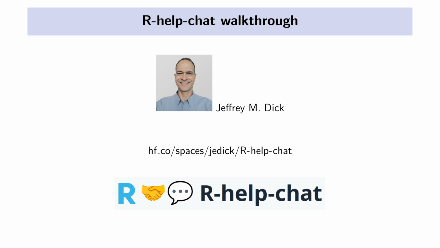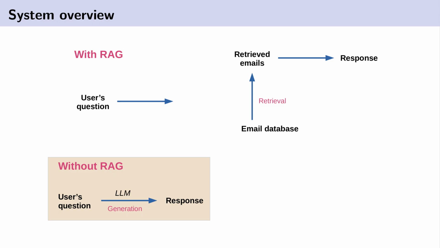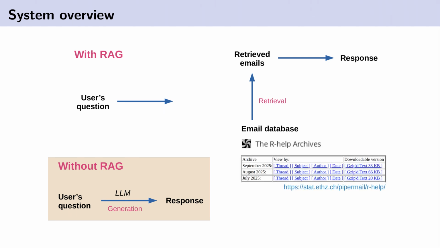In this video, I'll tell you what R Help Chat is and show you how to use it with some neat examples. First of all, what is R Help Chat? It's a RAG system, which means Retrieval Augmented Generation. The purpose is to provide more informed answers about R programming questions than you get with unaugmented chatbots like ChatGPT. To do this, we need to retrieve relevant text from a data source. Here the data source is the R Help mailing list, where people go to ask questions about using R.